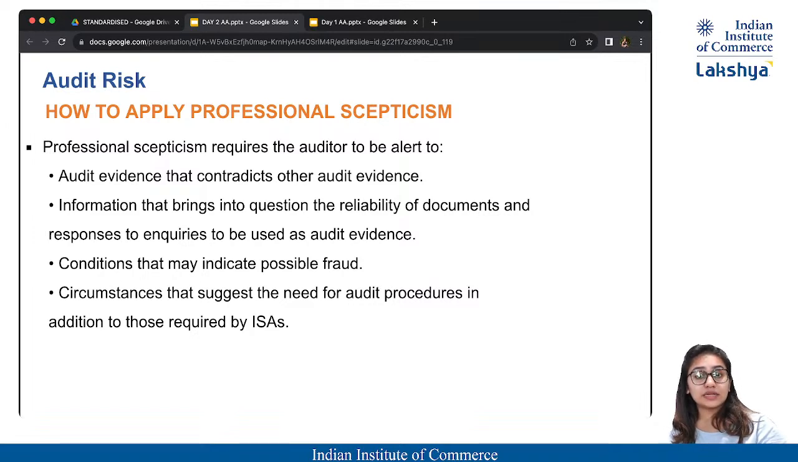Conditions that may indicate possible fraud, circumstances that suggest the need for audit procedures in addition to those required by SAs. That means for every evidence that you're obtaining, you need to back that evidence. That okay, this is happening because of this. For every evidence that is happening, you need to back that evidence. Okay, remember that. So that is how you will apply professional skepticism in a company. Guys, excuse me for my throat, it's a little bad today. So okay, that is how you're going to apply professional skepticism.